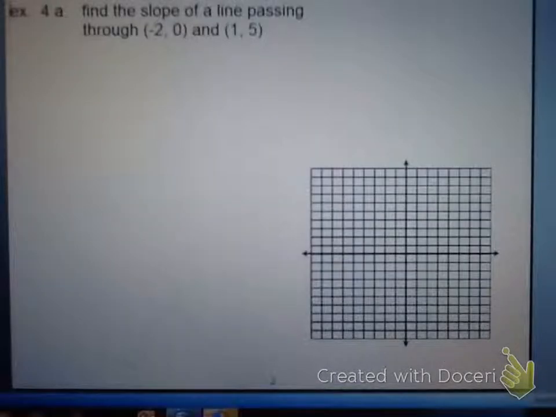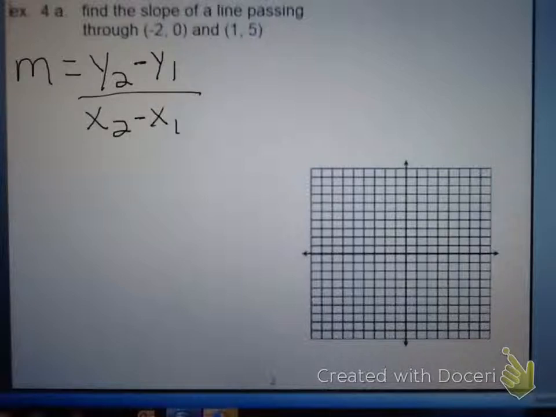Example 4a, find the slope of the line that goes through (-2, 0) and (1, 5). First, we need to know the formula. The formula for slope is m equals y sub 2 minus y sub 1 over x sub 2 minus x sub 1. And the subscripts just distinguish between point 1 and point 2. You're always going to have 2 points, and every point has an x and y. So this is x1, this is y1, this is x2, this is y2.